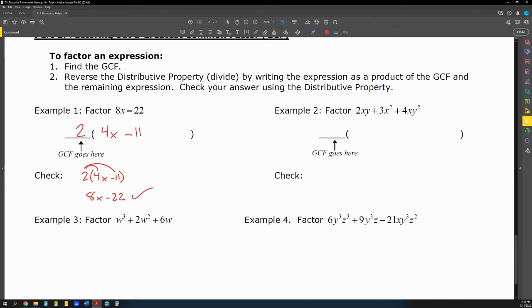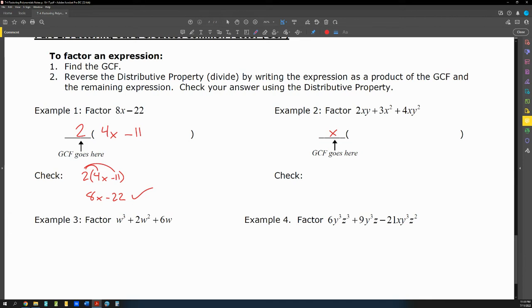Example 2, I'm looking at the coefficients 2, 3, and 4. Those are relatively prime. The greatest common factor is 1. So let's look at the variables: xy, x squared, and xy squared. I notice that each of these have at least one x, but not all of them have y's. So our greatest common factor is x.